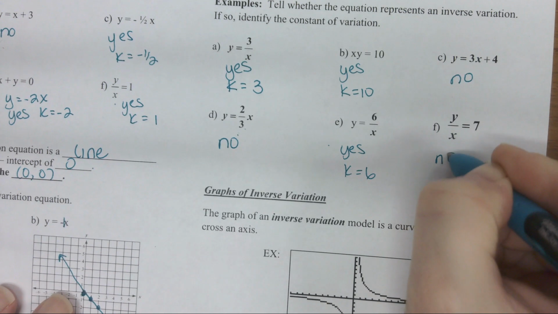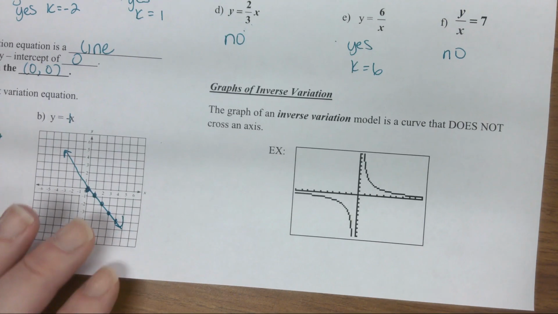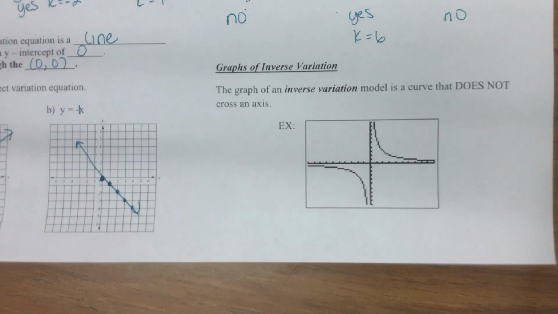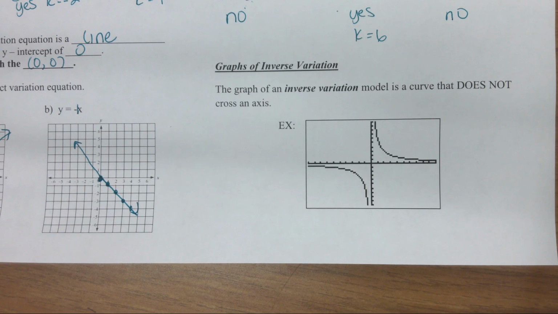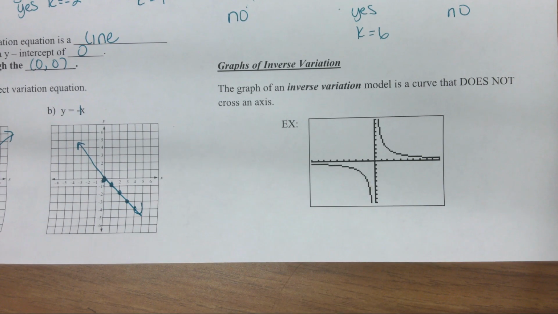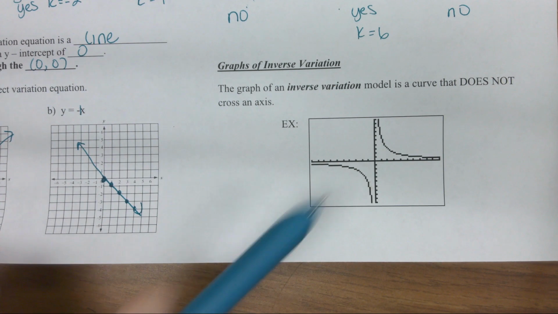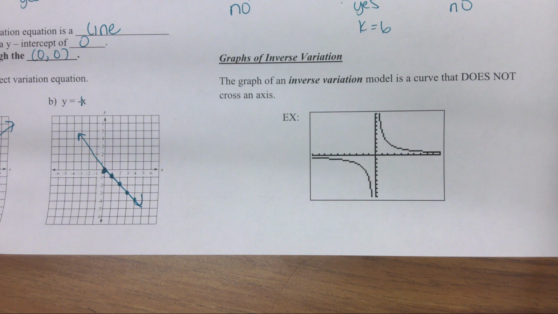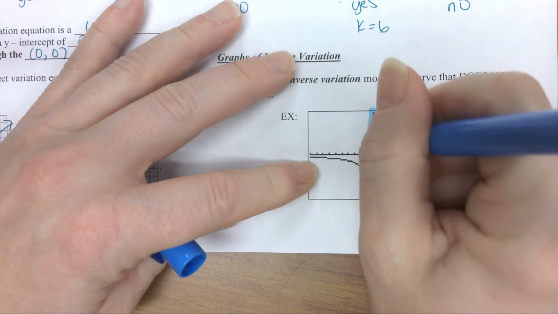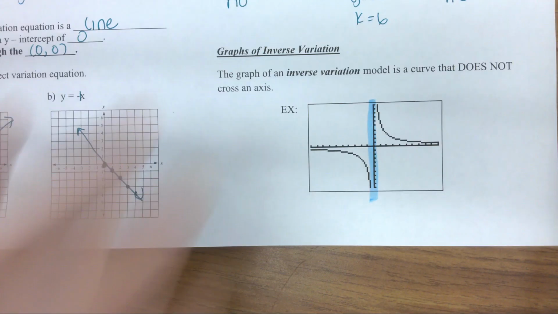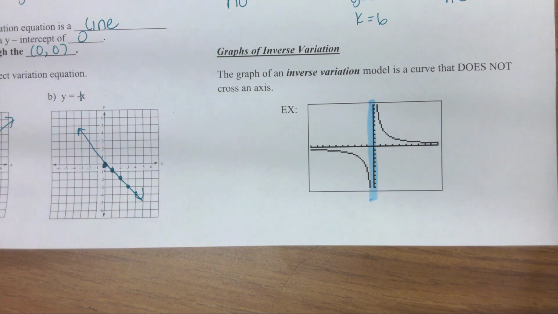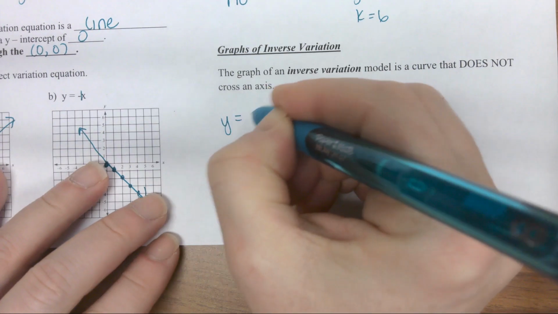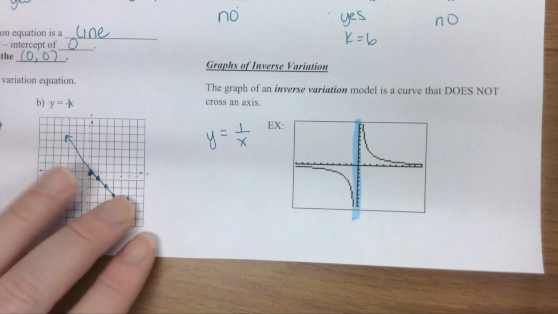Okay. We're not going to focus so much on the graphs tomorrow. We're going to actually graph some. But this is what the graph looks like of inverse variation. It's got these two curves, and it doesn't have a part of the graph right there. I want you to just look at this, okay? That's the graph of 1 over x, the most basic inverse variation.